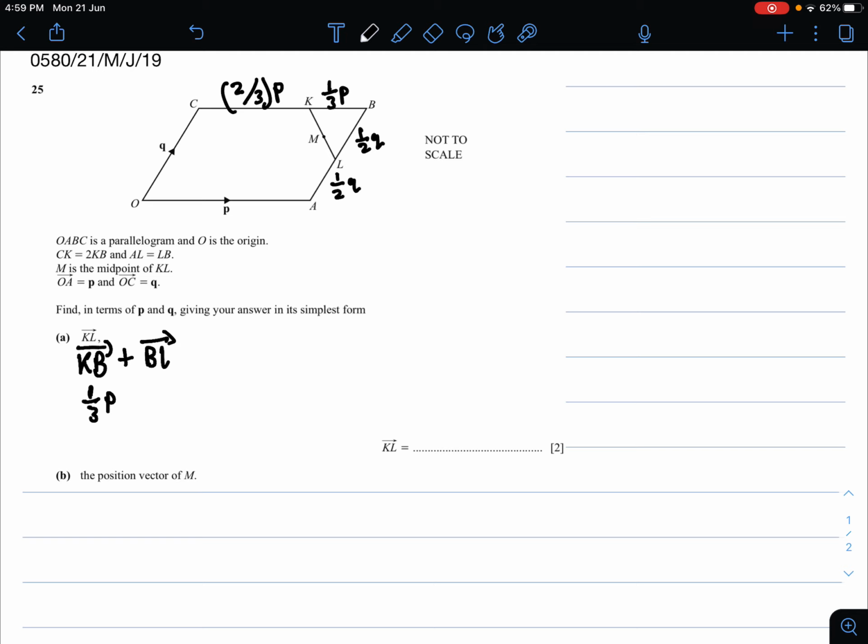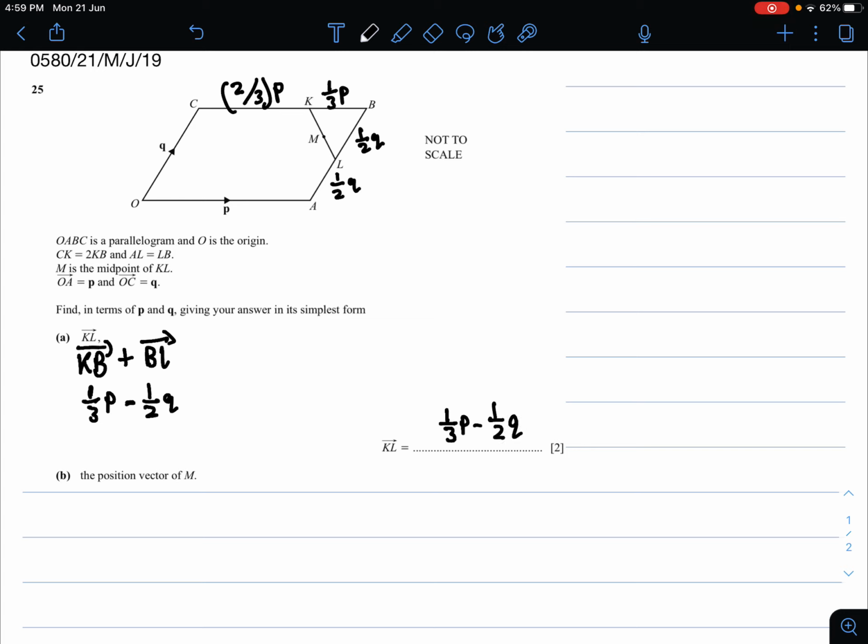Now the vector OC is Q, not CO. If we go from CO, it would be negative Q because you're going in the opposite direction of the vector. Therefore, when we move from B to L, it is the opposite direction of the vector. Therefore, we would have to take negative half Q. Therefore, your final answer for part A being 1/3p minus half Q.